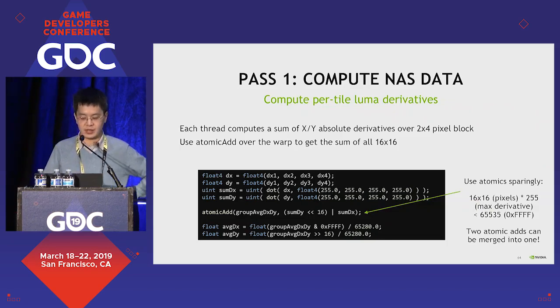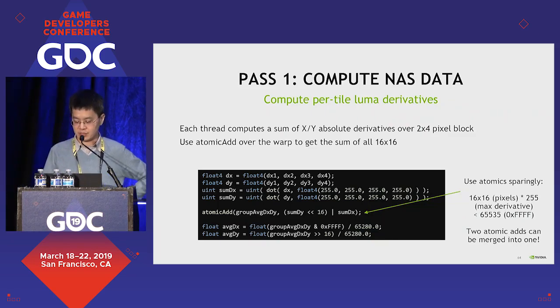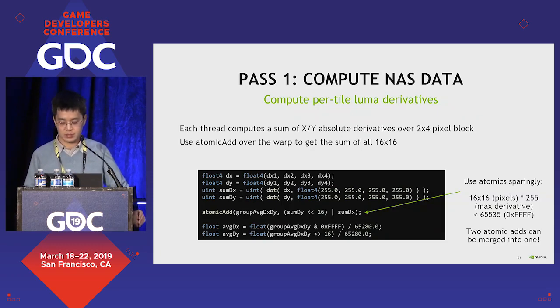Now, each thread has the derivative in a 2x4 pixel block. The first 4 lines in this code snippet just compute the sum of them for both X and Y. And then we use atomic add to do the warp level reduction. We save some cycles by concatenating the X and Y derivatives into a single uint32 variable, so that the 2 atomic adds can be merged into one.